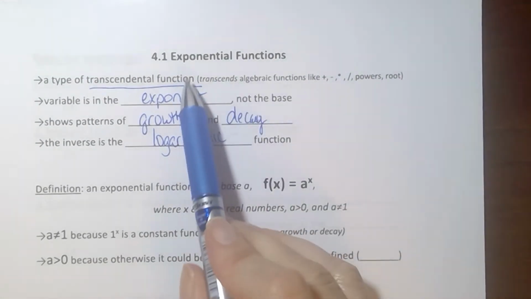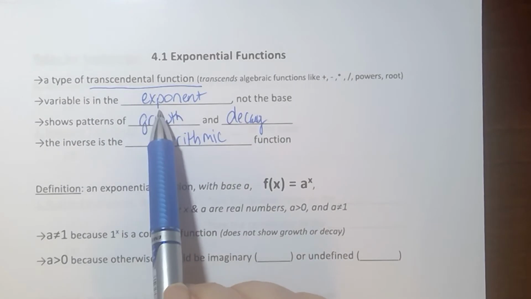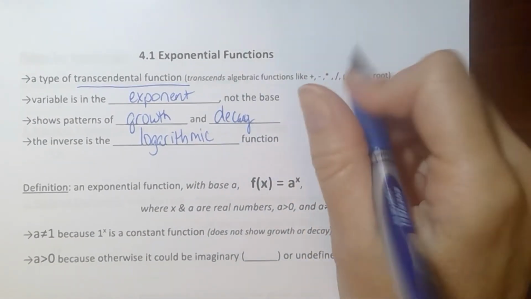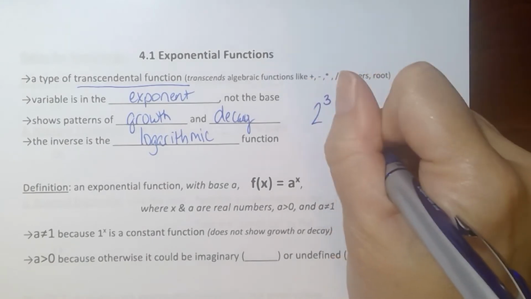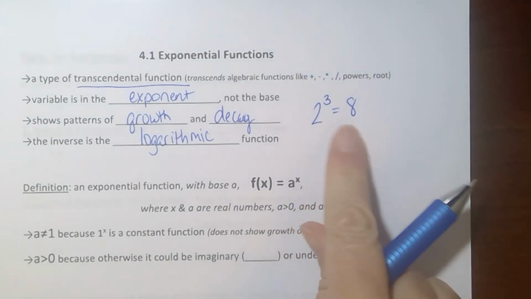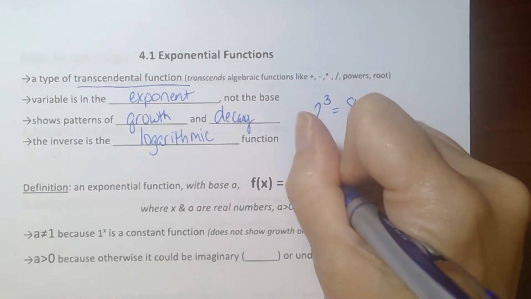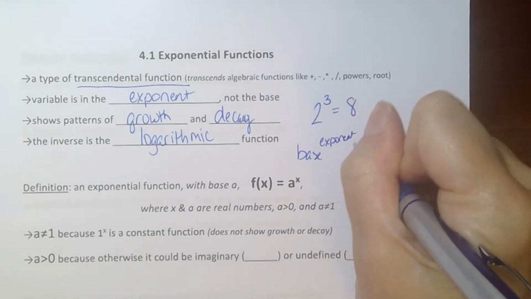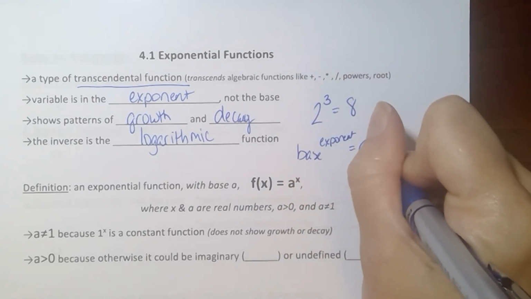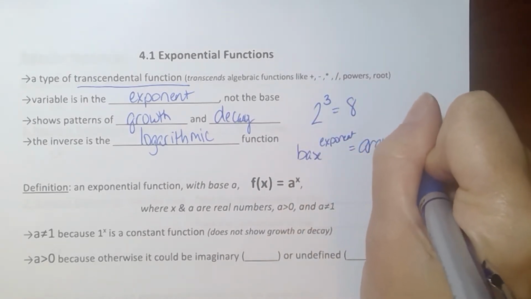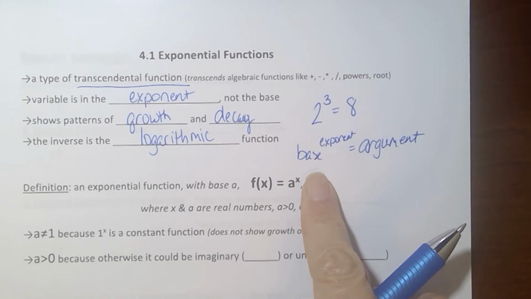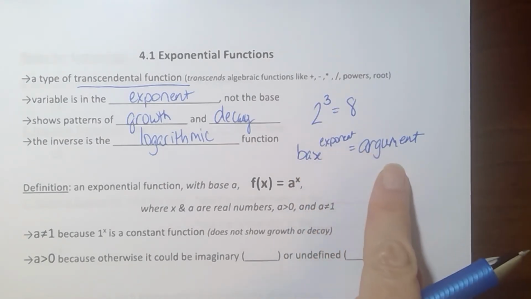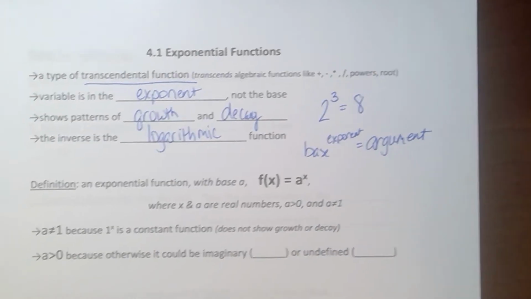All right, we define an exponential function as a function where the variable is in the exponent. So we need to talk about what is the exponent, what is the base. If I have 2 cubed equals 8, I have a base of 2 raised to an exponent of 3, and that is equal to the argument 8. So I have three terms here that I want to focus on. A base raised to an exponent yields an argument.